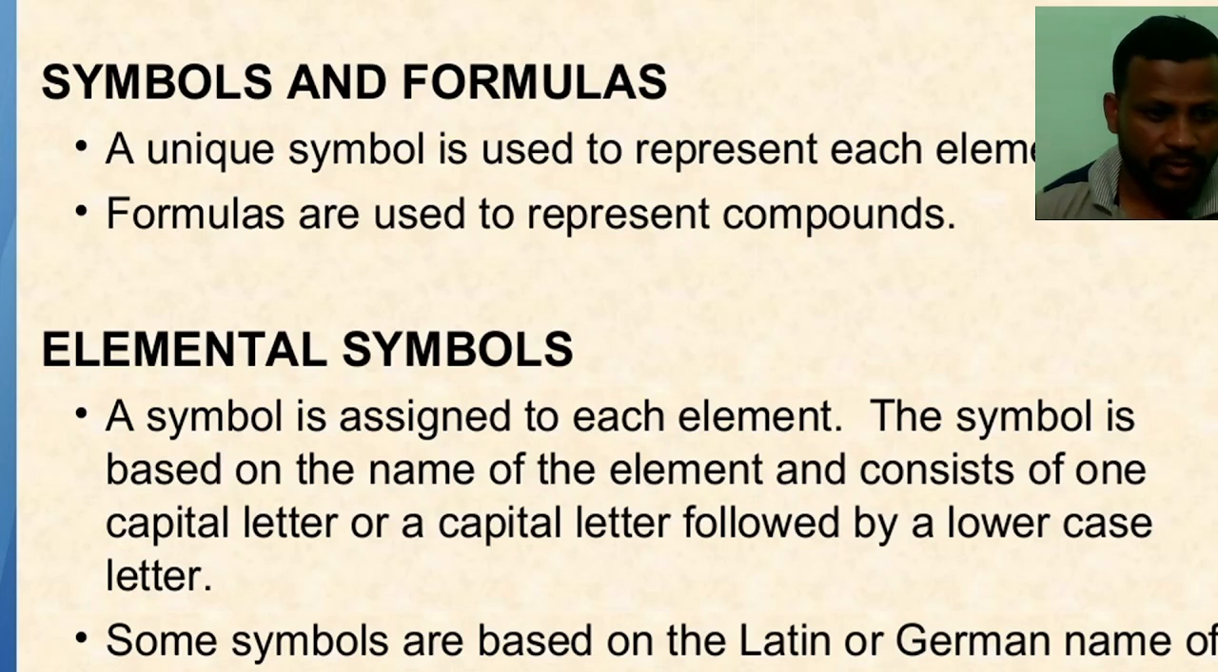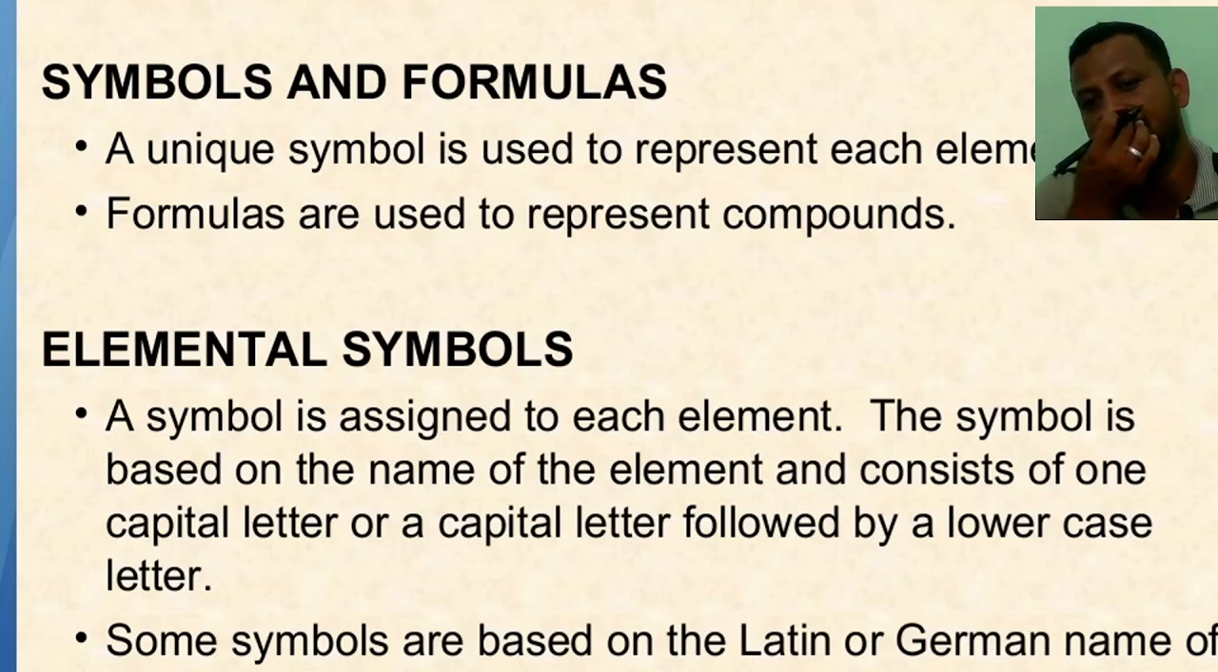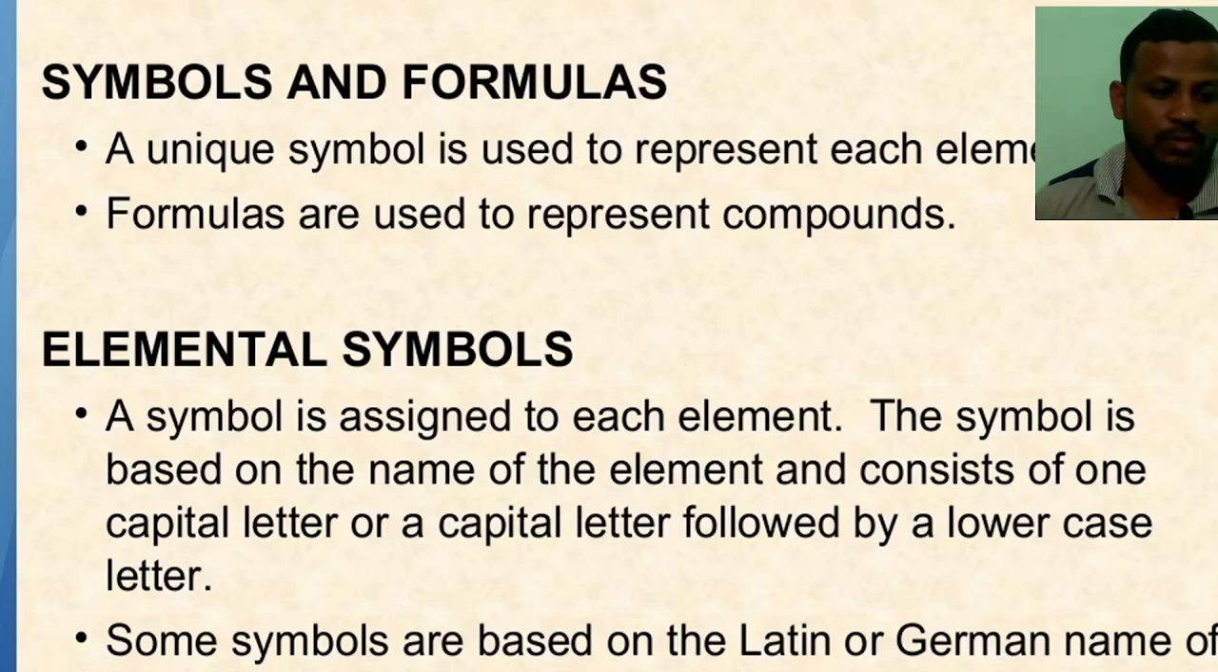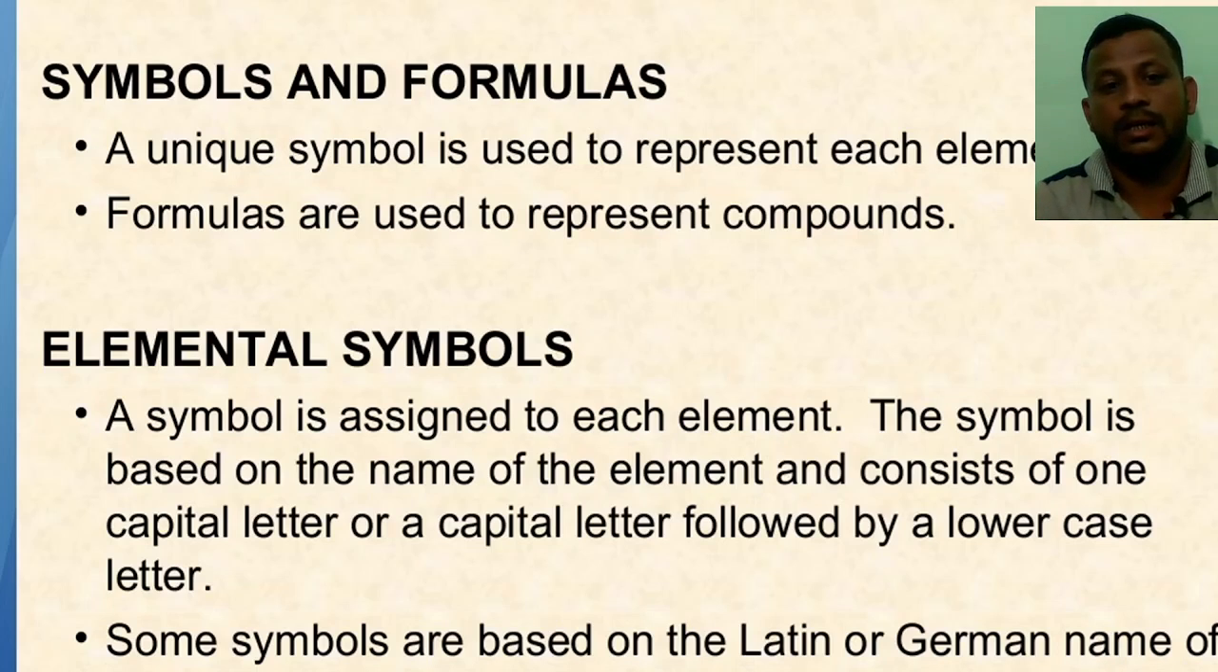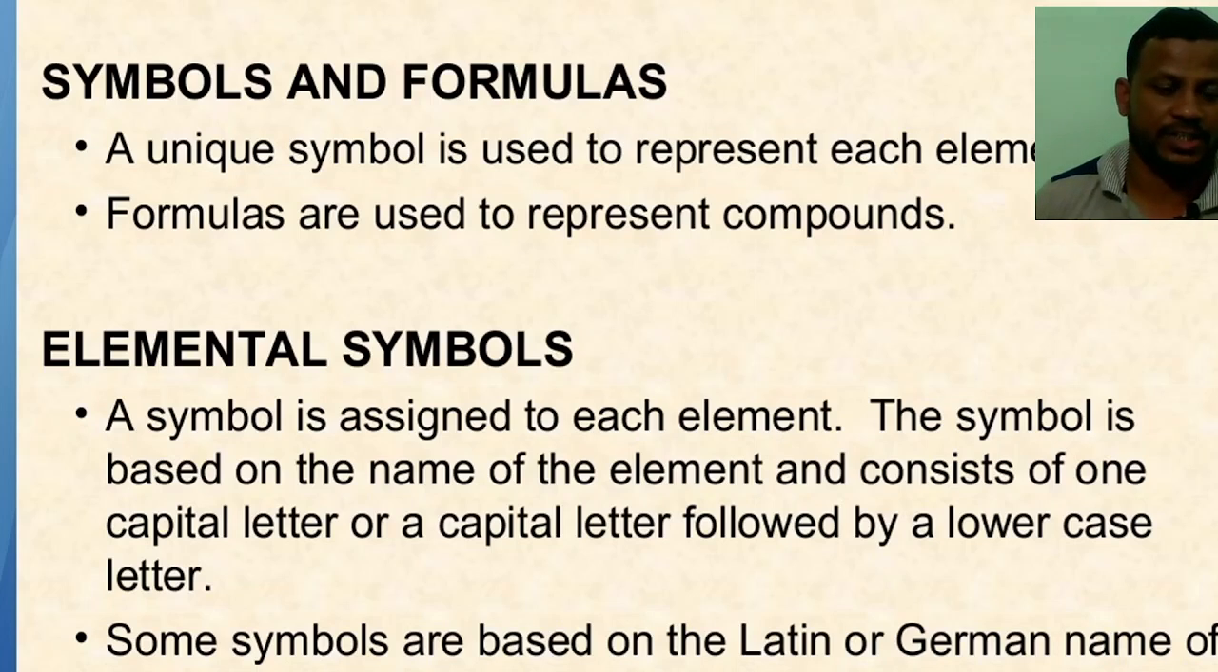So we are going to see the formula or the unique symbol used to represent each element. As we know, there are 118 to 119 elements present in the periodic table, and we represent every element with its symbol, or with its starting letters. These are the symbols we use to represent the elements. For example, for hydrogen we use H, for helium we use He, right? Like that we use symbols to represent the elements.